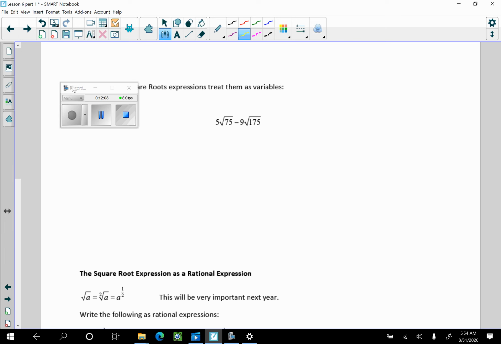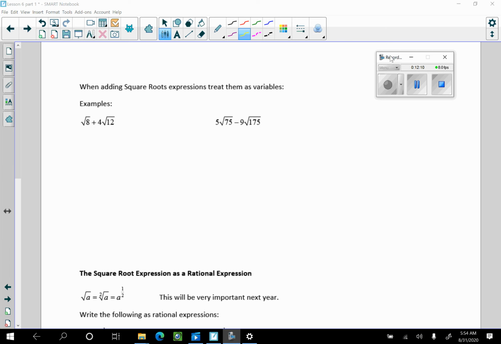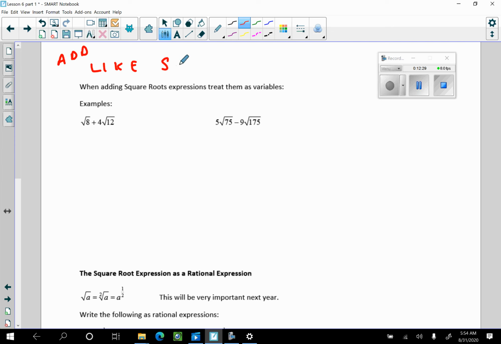And now the first thing we're going to do is move the record symbol. We're going to add these square root expressions. And when adding square root expressions, you're going to treat them as variables. And you can only add like square roots.